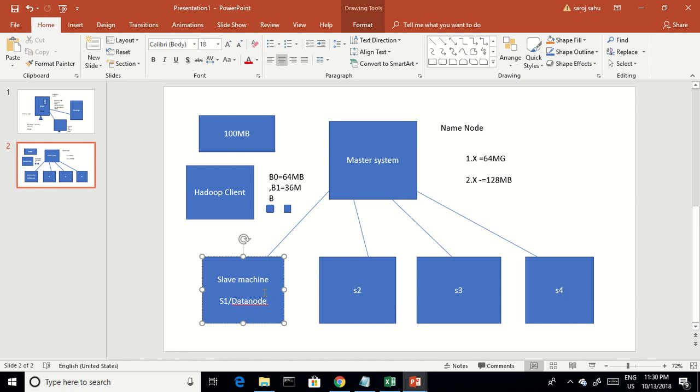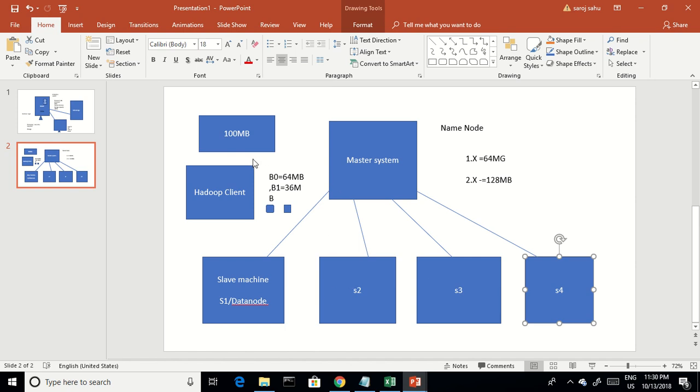So it makes them data nodes. Slave node 1 is called data node 1, slave 2 is data node 2, slave 3 is data node 3, slave 4 is data node 4. All these machines are data nodes because the data node daemon is running in the background, making the system a data node.